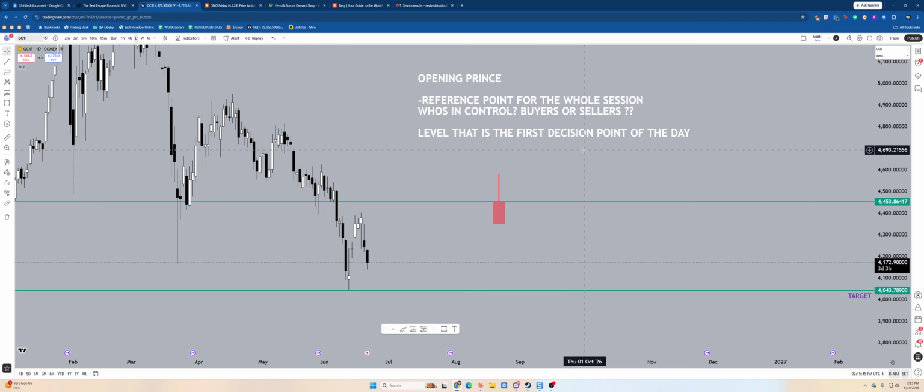So you could use the opening print as support or as resistance, and just keep in mind, visualize the larger time frame daily bar that's being formed while you're in a trade. And yep, that's how I use the opening print in intraday trading.